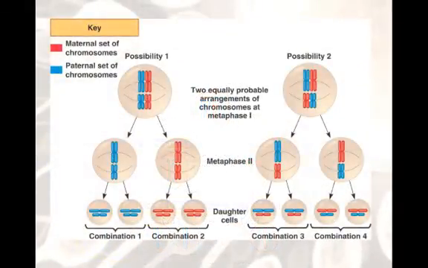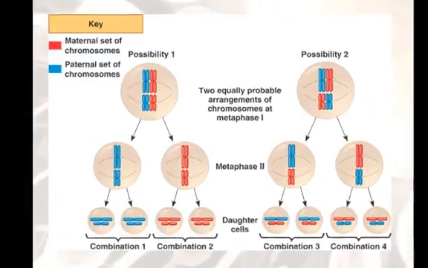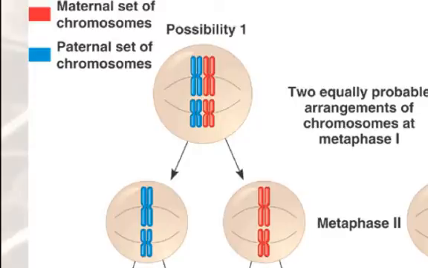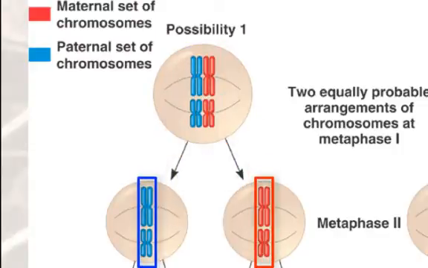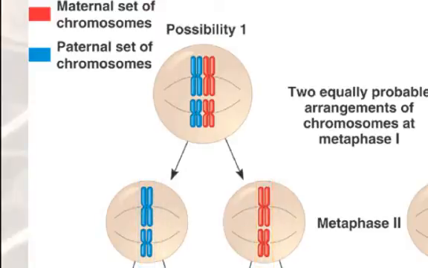Independent assortment is a random event that can take place in meiosis I. Let's go through the process again here quickly. This time, we'll need to use 2 sets of homologous chromosomes. Again, the red are maternal and the blue are paternal. The chromosomes just happen to line up like this, with the paternal on one side and the maternal on the other. Meiosis I finishes and the homologous pairs are separated.